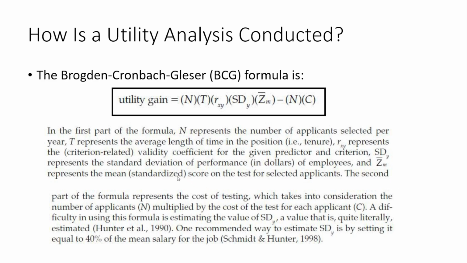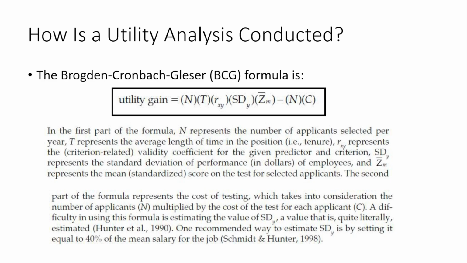The second part of the formula represents the cost of testing, which takes into consideration the number of applicants multiplied by the cost of the test for each applicant. A difficulty in using this formula is estimating the value of the standard deviation sub Y, a value that is quite literally estimated. One recommended way of estimating the standard deviation of Y is by setting it equal to 40% of the mean salary for the job.